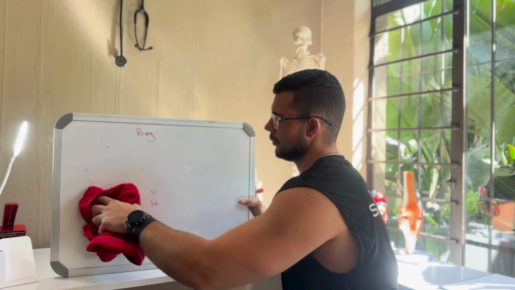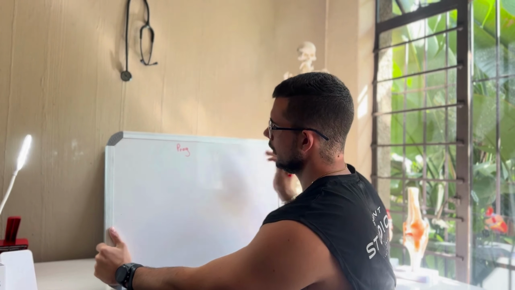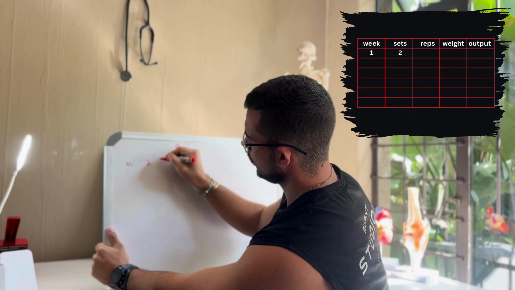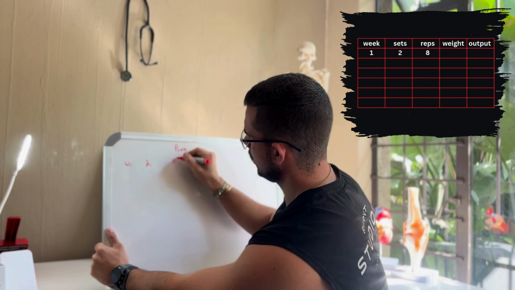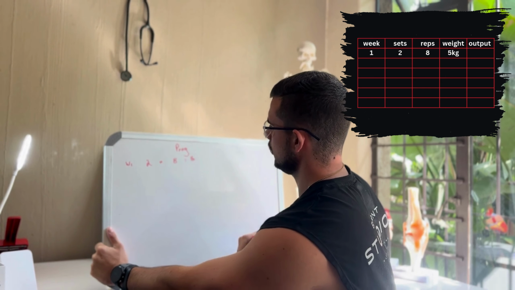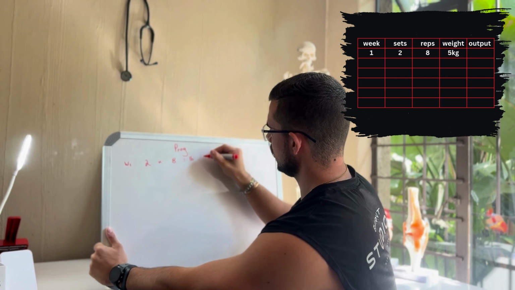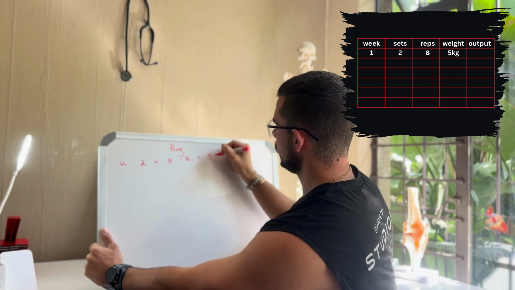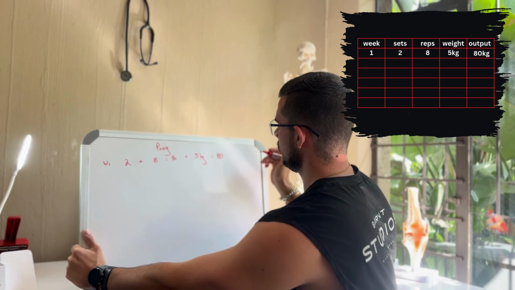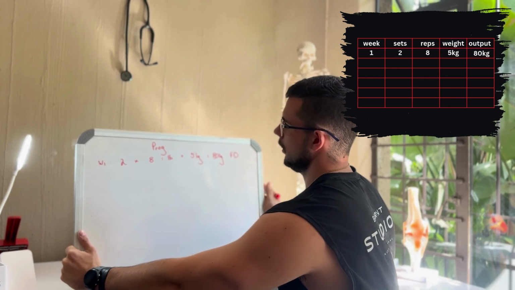So when it comes to weighted exercises, we're going to use the same principle. In week 1, you have 2 sets of 8 reps, and you're going to say 2 times 8 is 16 in total. Then we add the weight component. For this case, we're going to say it's 5 kgs, which is going to give you a total of 80 kgs, which is your force output.